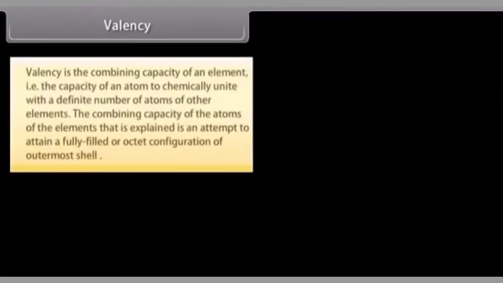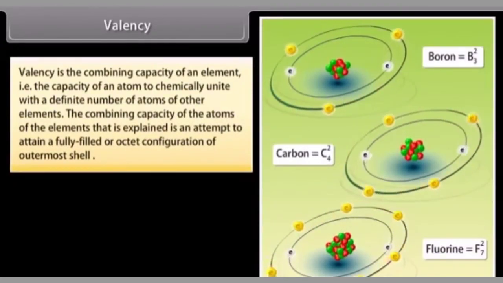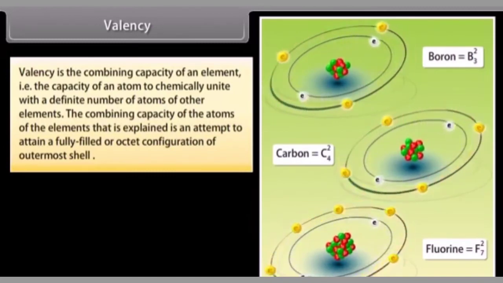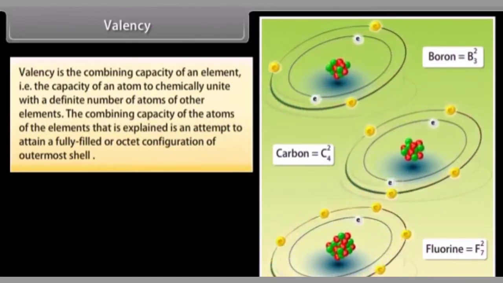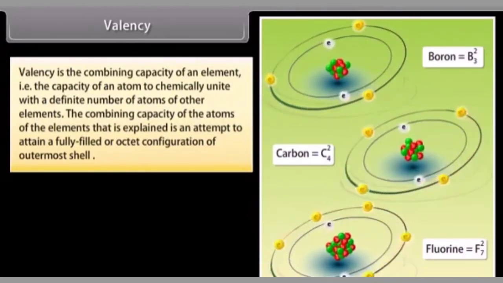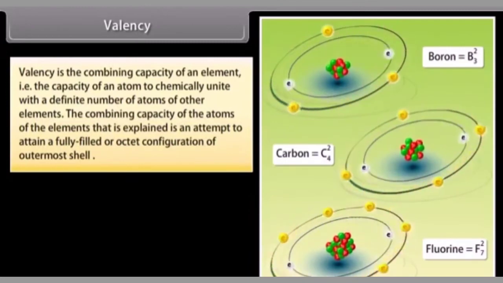Now, let's learn what is valency. Valency is the combining capacity of an element, that is, the capacity of an atom to chemically unite with a definite number of atoms of other elements. The combining capacity of the atom of the element is explained as an attempt to attain a fully filled or octet configuration of the outermost shell.